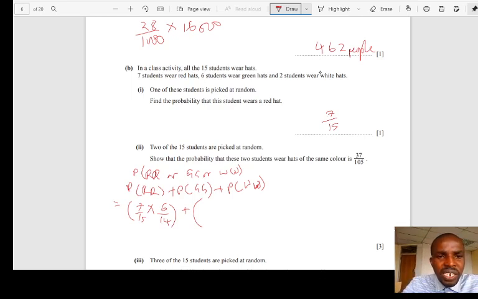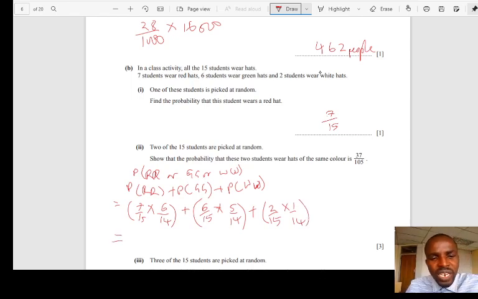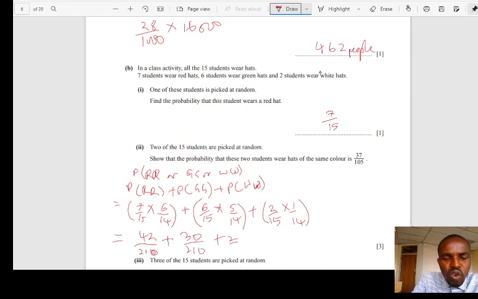Then next, green, 6 students. So 6 over 15 times, reduced by 1, 5 over 14. Plus white, it will be 2 over 15 times 1 over 14, like this. Then you can just multiply the numerators. 7 times 6, you get 42, over 15 times 14, you get 210. Plus this one will be 30 over 210. Plus this one will be 2 over 210.